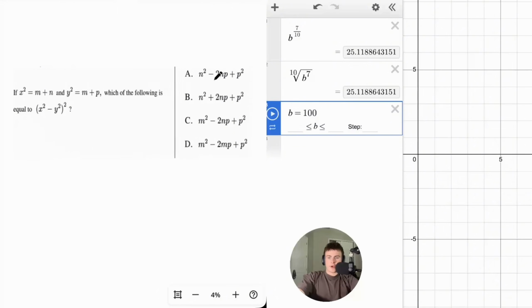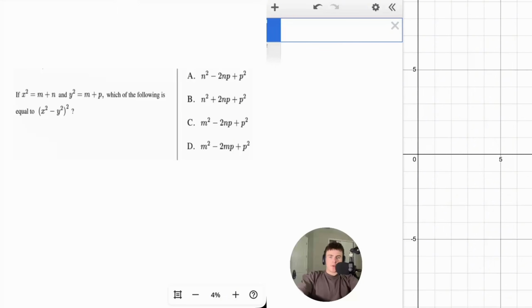Cool. Moving on. Okay, now the last one, I have a ton of constants here. It says x squared equals m plus n and y squared equals n plus p, which of the following is equivalent to this expression. And then you have like 4 options, and it's n, p, and m as well. So you have 3 variables. This is a lot to take in. Now I'm immediately thinking sliders.